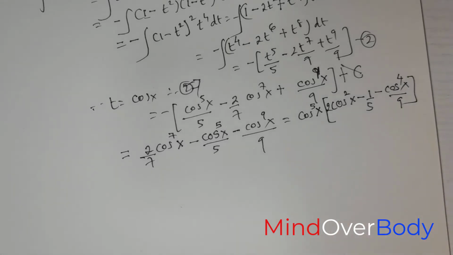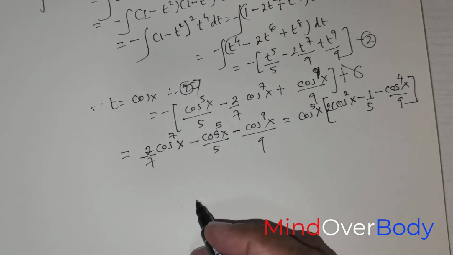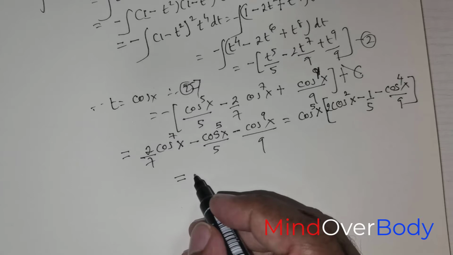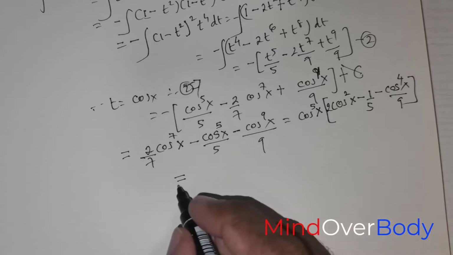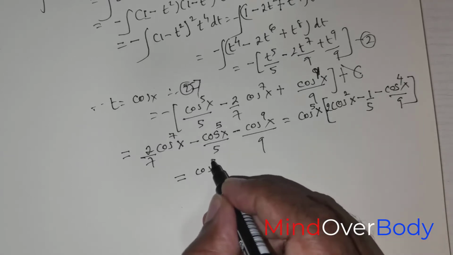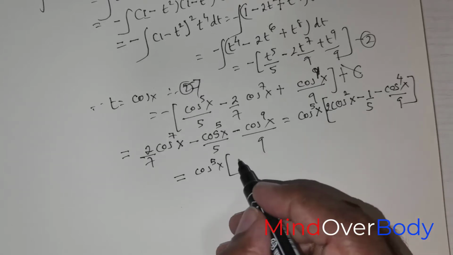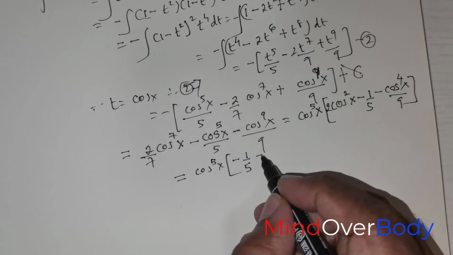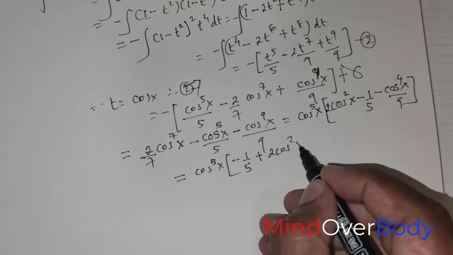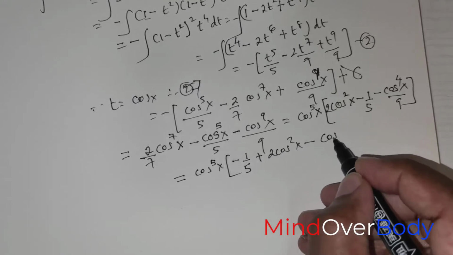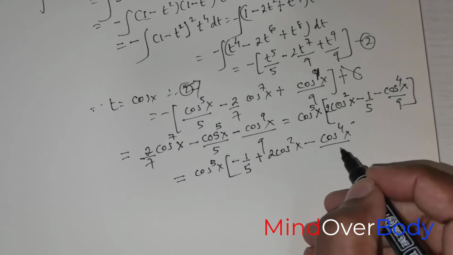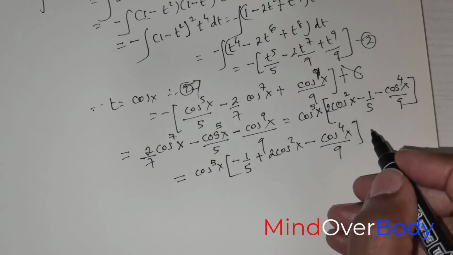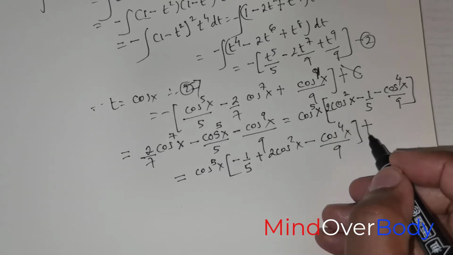This is what I've got. Now of course we can render some order, and that would be if we were to start from the lowest term. So I can place cos raised to the power of 5x over here, and I can start with negative 1 over 5, followed by positive 2 times cos squared x, followed by negative cos raised to the power of 4x. Of course we got the 9 as the denominator. So depending on what you want, it's up to you.